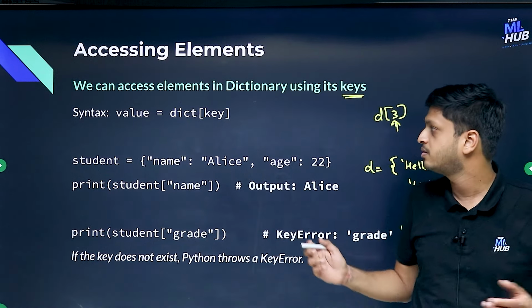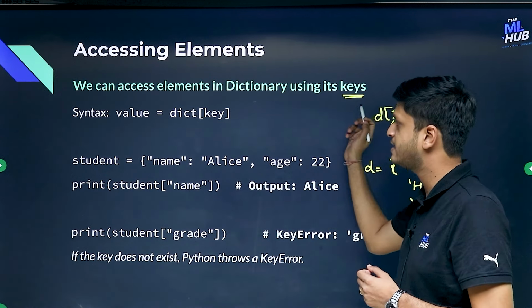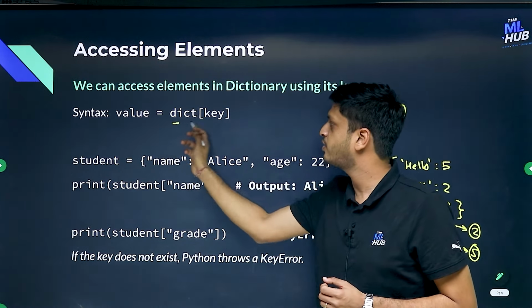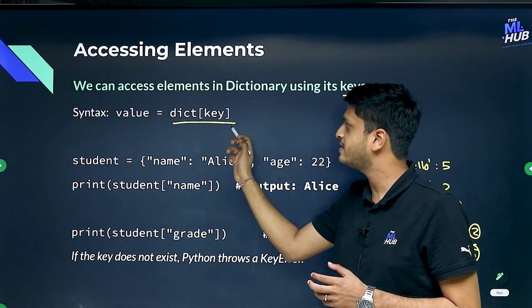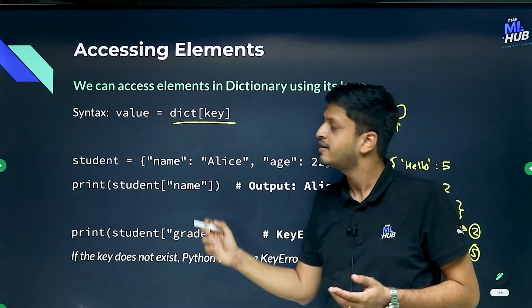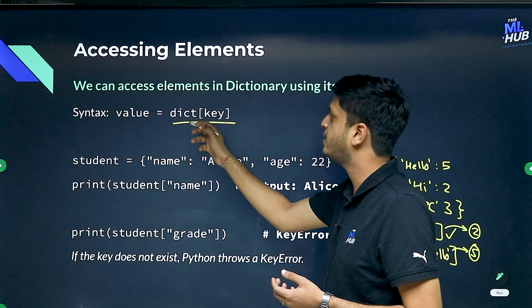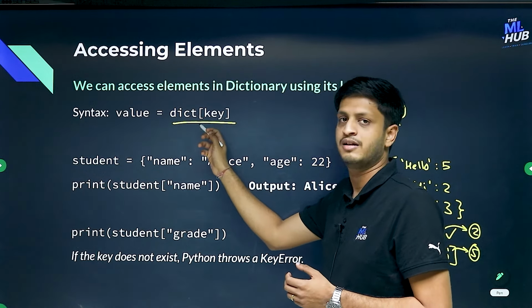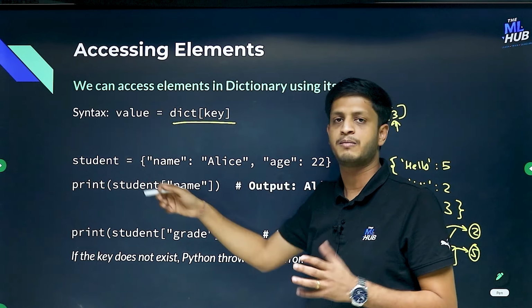Okay. So we can access elements in a dictionary using its keys. The syntax is dict of key, just like this. In the square brackets, previously we used to write indices. Now we will write the key. And now it will return the value corresponding to this key. So now you can store it in some other variable or anything.